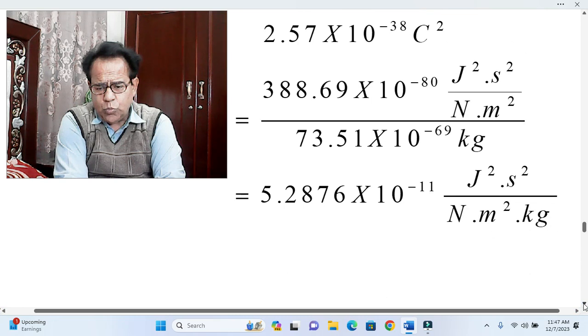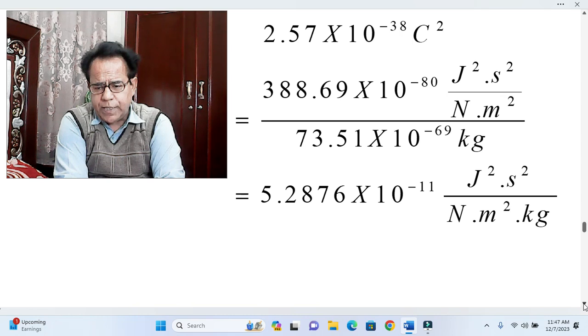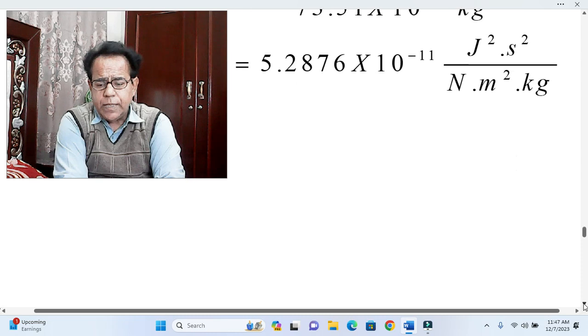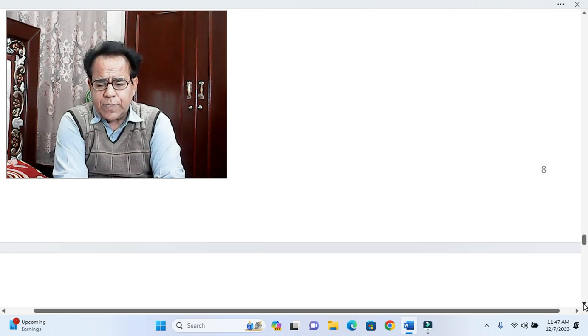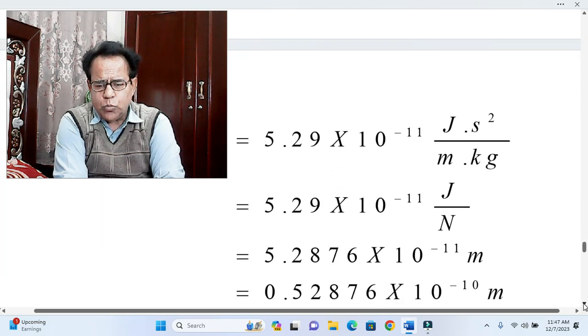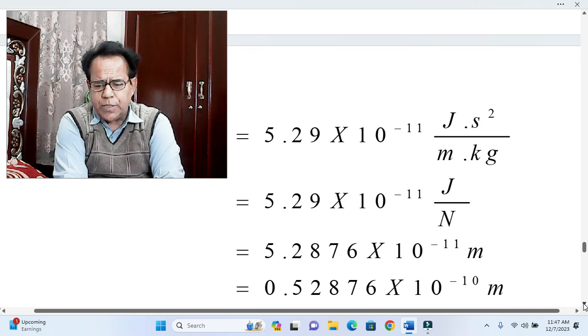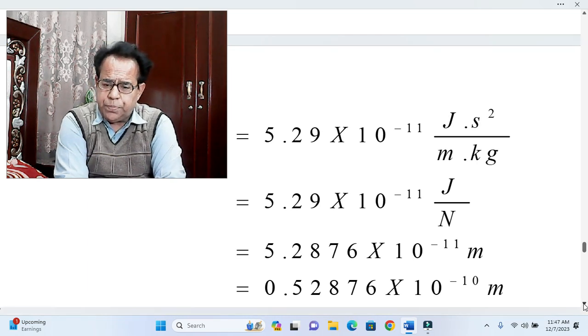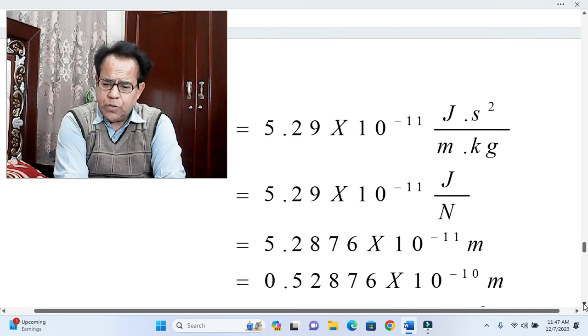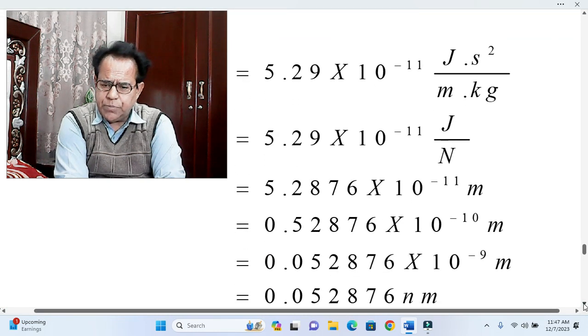This becomes equal to this: 5.2876 into 10 raised to the power minus 11 joule square into second square divided by Newton meter square into kilogram. Okay, then we see what happens next. This becomes equal to this into joule second square per meter into kilogram. This becomes equal to joule per Newton. Joule per Newton is equal to meter. So in place of joule per Newton, we have used meter.